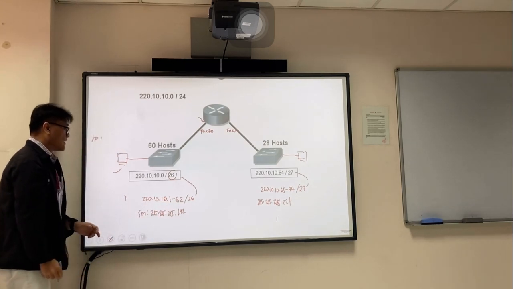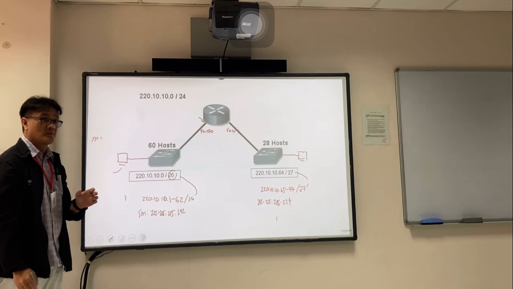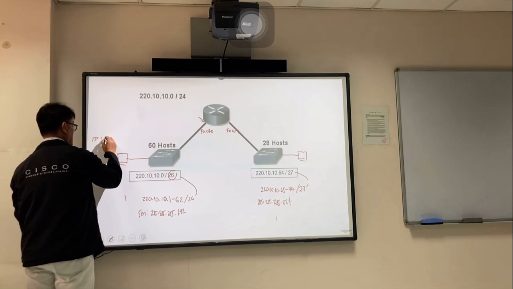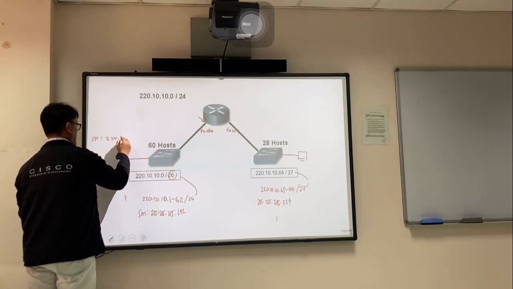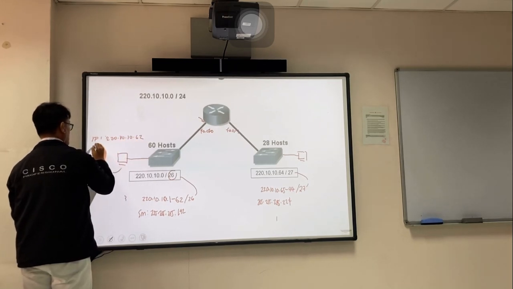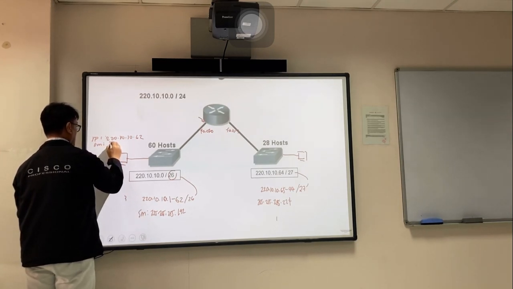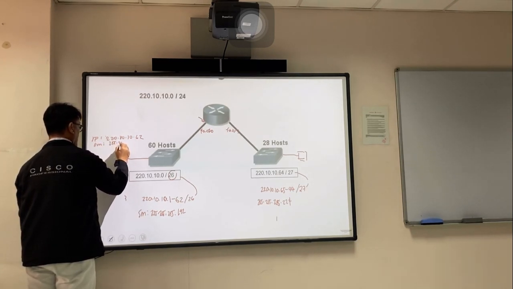Okay, if I ask you here, can you assign the last usable IP address for this computer, what would that be? 62. So I'm going to write it here. And the subnet mask would be this one right here. 255.255.255.192.